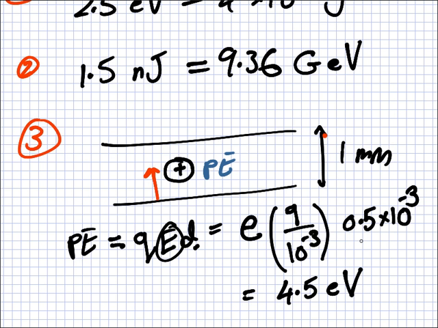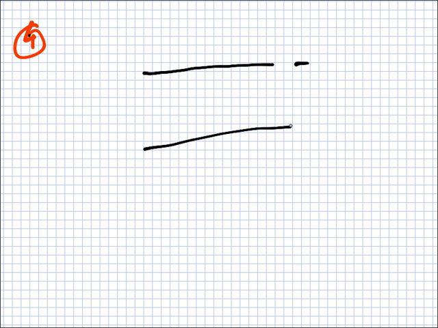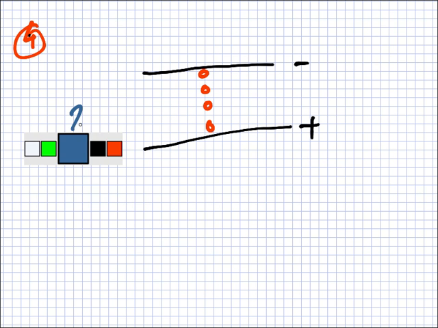Continue? You got that? Okay. 4. How fast would an electron be travelling if it leaves a negative plate, positive plate, electron travels down. This is 2 centimeters and 12 volts. How fast would it be going?